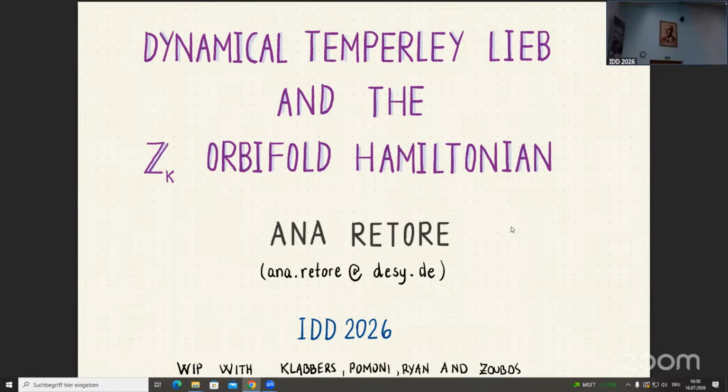So I'll talk about this type of dynamical Temperley-Lieb related to these Z_k orbifold Hamiltonians. And this is a work in progress with Rob Kobbers, Eli Pomoni, Paul Ryan, and Kostas Zoubos, and all of them except Eli are here. So you can also ask some questions to them if you'd like.